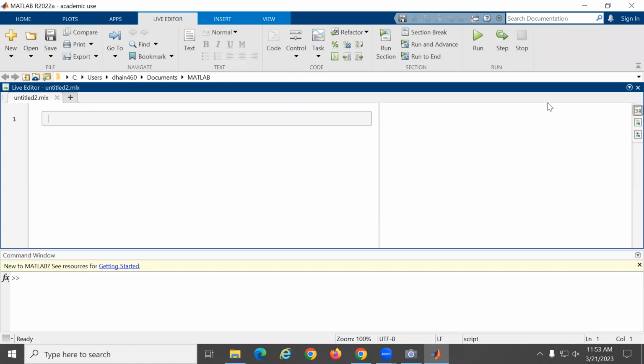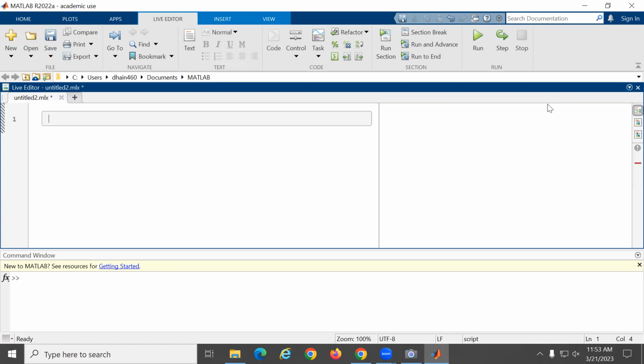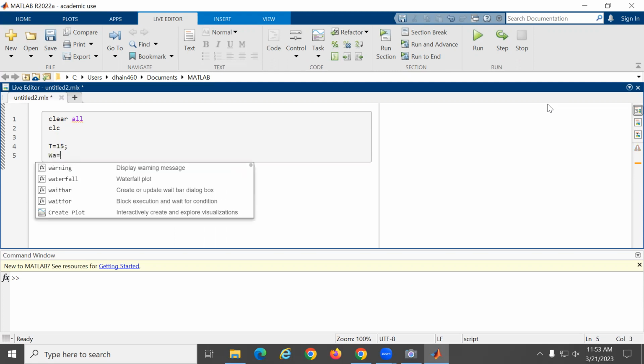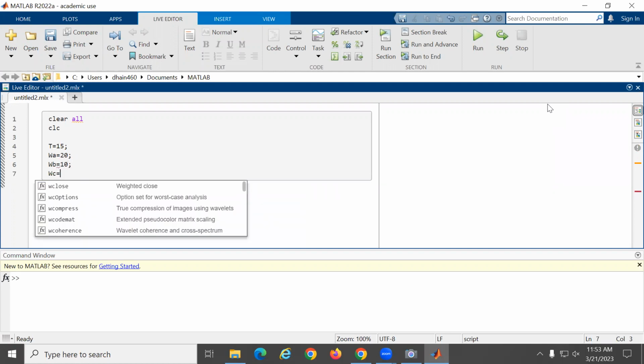So over here, let's put the variables that we know first. So I always do here clear all, CLC, okay? So you clear the screen, you clear everything. And then I put the variables in the order that I wrote them down. So T equal to 15. The weight of A is 20. Weight of B is 10. Weight of C is 10.